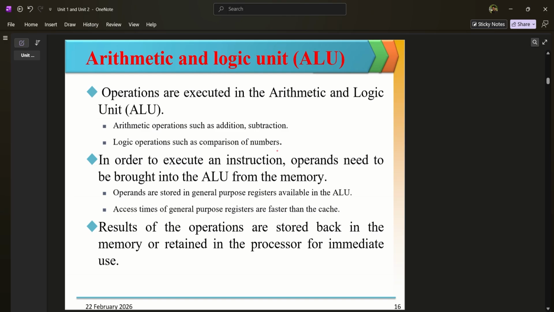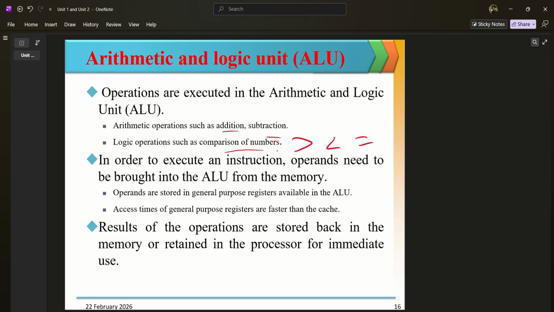So arithmetic and logic unit operations: this is the unit which performs the operations with the help of memory, data, and the instruction. At the core, what they perform is arithmetic operations and logic operations. What is considered an arithmetic operation? Things like addition, subtraction and so on. And logic operations are comparisons of numbers, like greater than, smaller than, equal to, and so on.